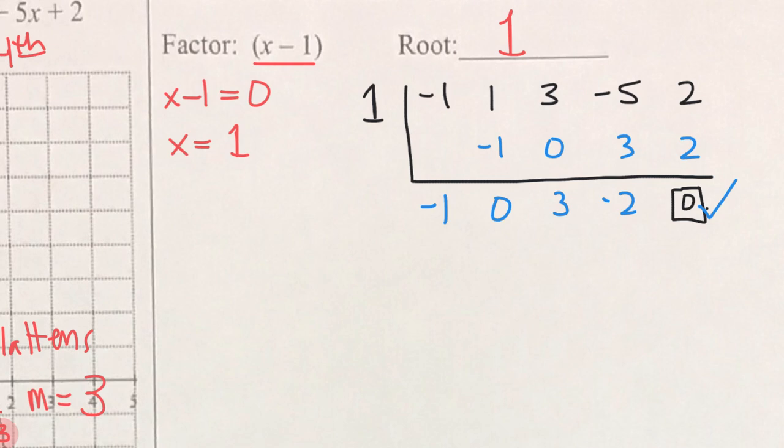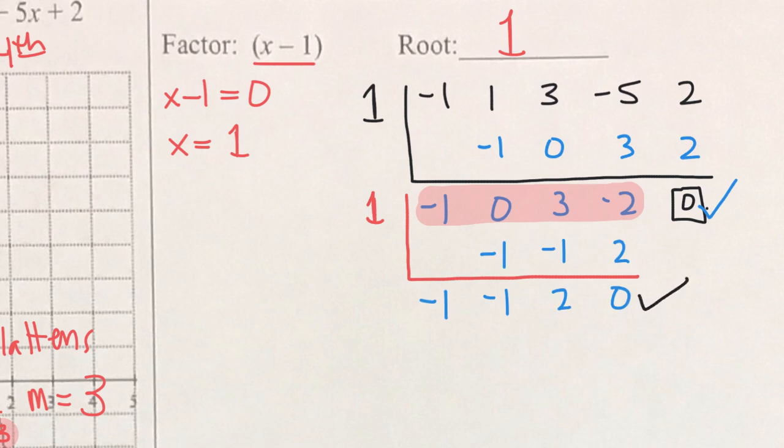Now we're going to do synthetic division again with just these numbers. We're not using the entire polynomial again, we're just using the quotient, and we're looking for a remainder of 0. And we see that we get a second 0. Now we're going to do it one more time, as many times as we can, but now only using these numbers. We have a 1 on the outside still. We're using that same root over and over again to see how many zeros we get as remainders. And we get a third 0.